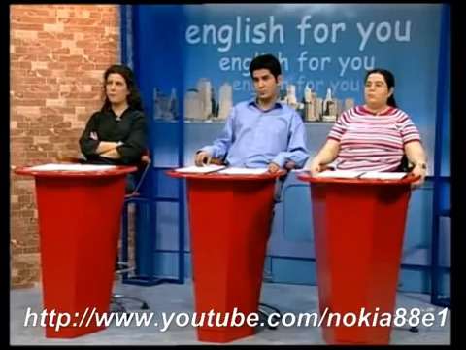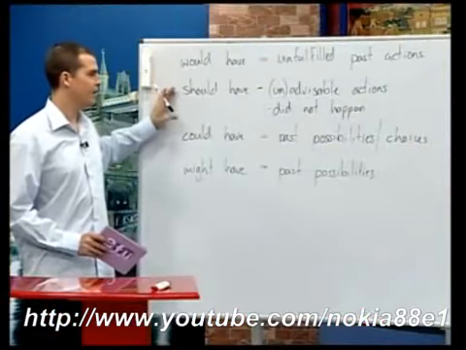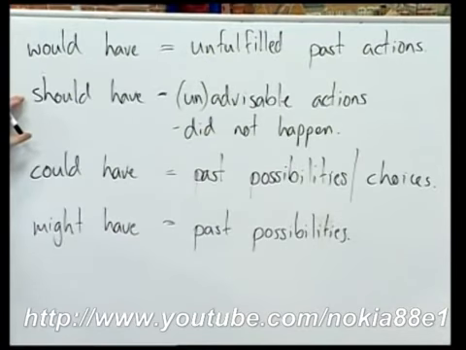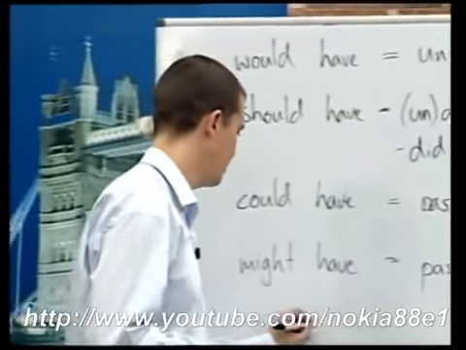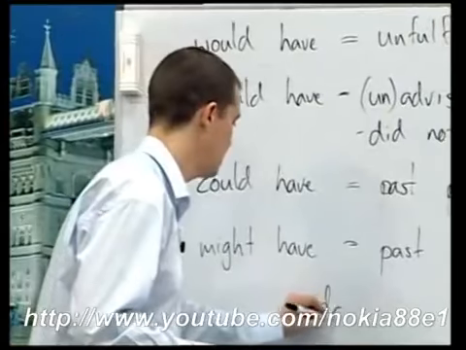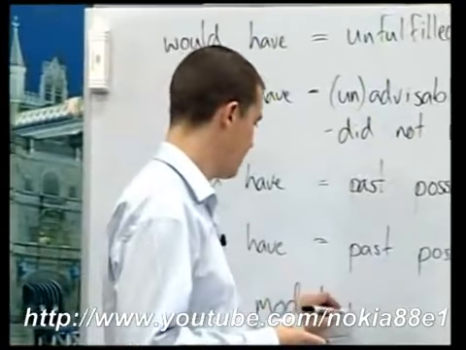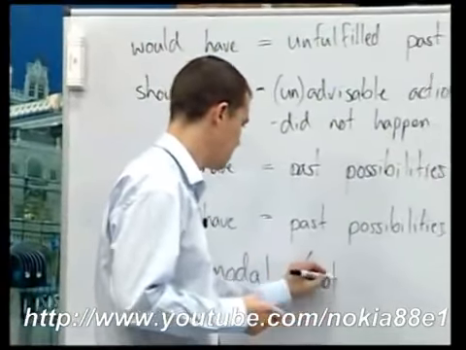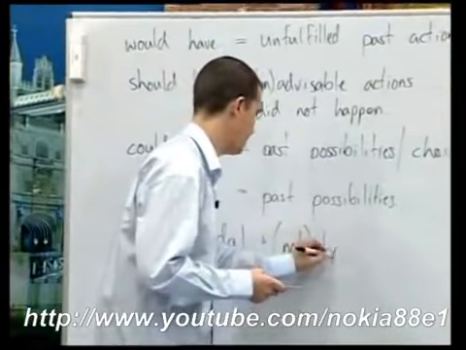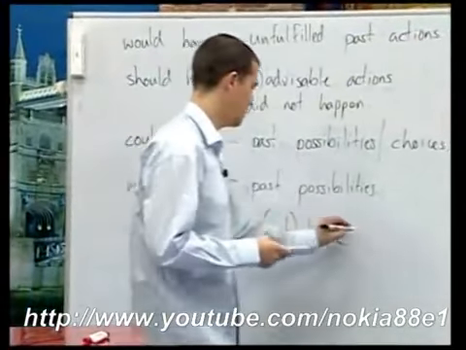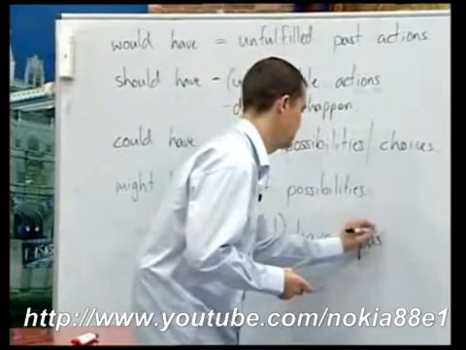So, would have: unfulfilled past actions. Should have: advisable or unadvisable actions, but they didn't happen. Could have: past possibilities, past choices. Might have: past possibilities. These are modal auxiliaries. They describe past actions, and we make them this way. We have the modal. In the passive, we make modal plus not or have, and then plus the past participle.